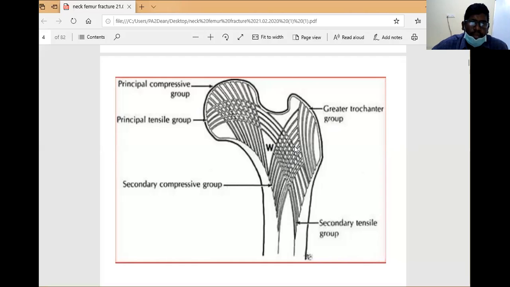That is grade 3, in which the principal tensile group also breaks. It indicates this is a stage of osteoporosis. Grade 2 is where there is only principal compressive group, and rest of all trabecular are absent. Grade 1 is where the principal compressive group is also faded. So Singh's index indicates the level of the osteoporosis and tendency to the fractures.